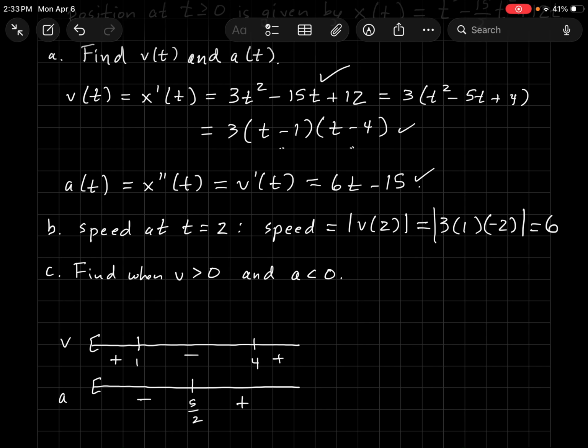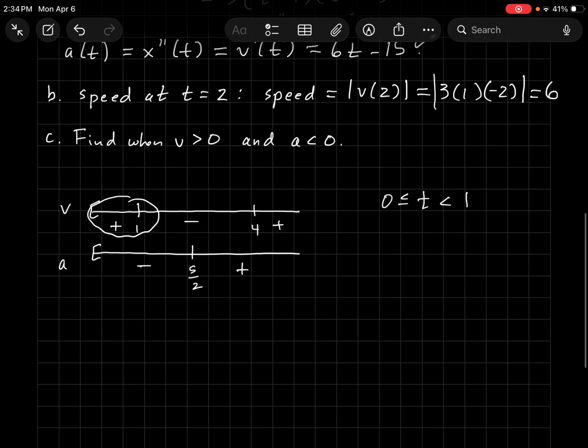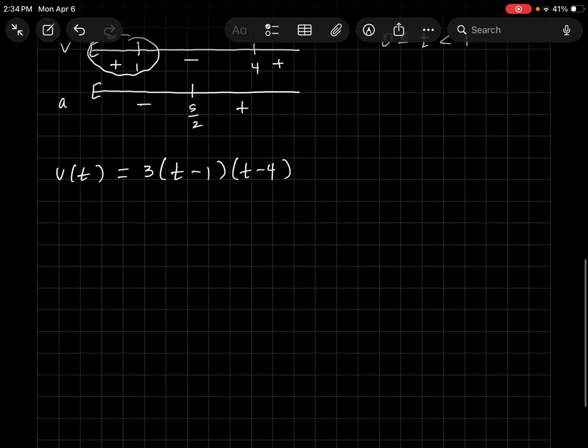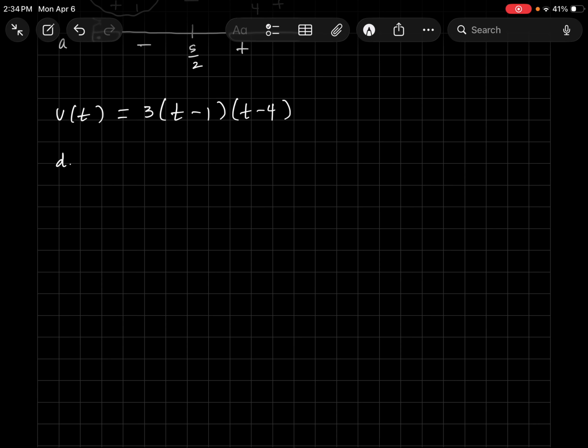So when is velocity positive but acceleration negative? Well, I can look pretty easily on my chart here. It's only this first interval for t between 0 and 1. Let me rewrite the velocity down here in factored form. We have 3 times t minus 1 times t minus 4. Now let's use this for part D to interpret the motion of the object.